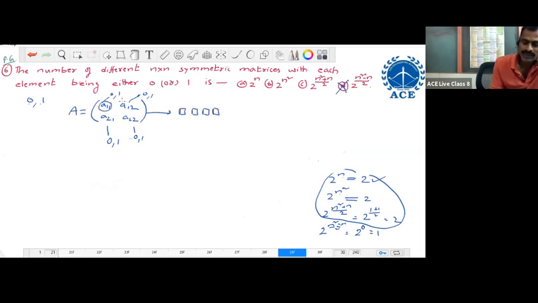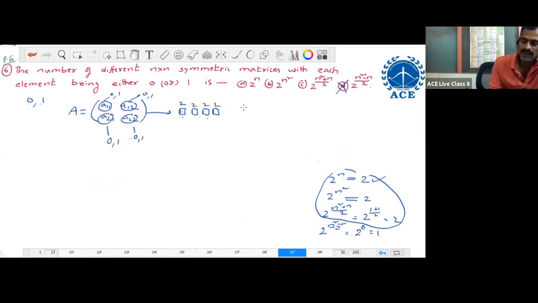Let us suppose each element is one box. Then writing the 2 by 2 matrix is the same as filling up 4 boxes with the given two numbers only. We can fill the first box with either 0 or 1, that is two ways. Here also we can fill two ways, 0 or 1.